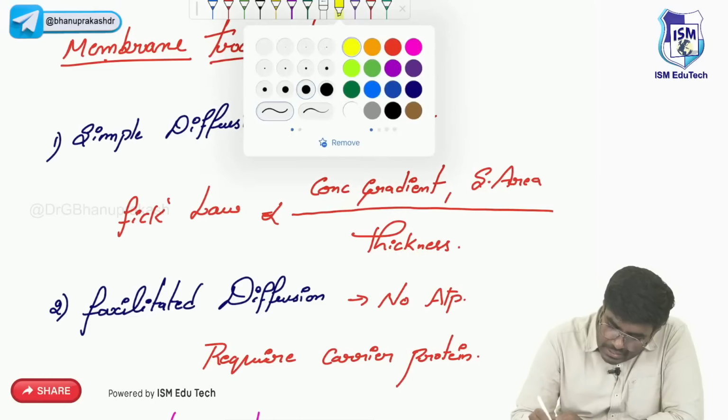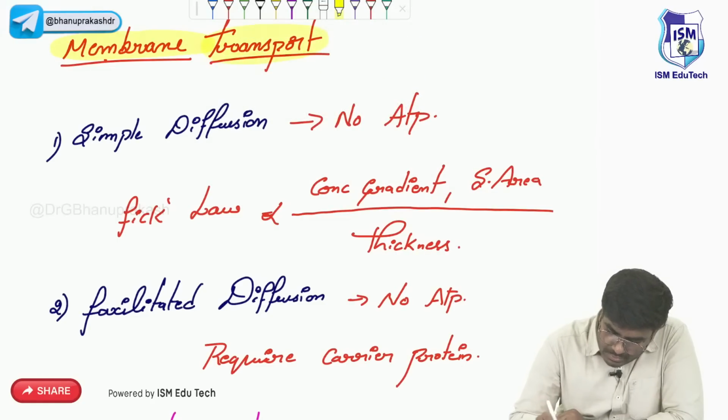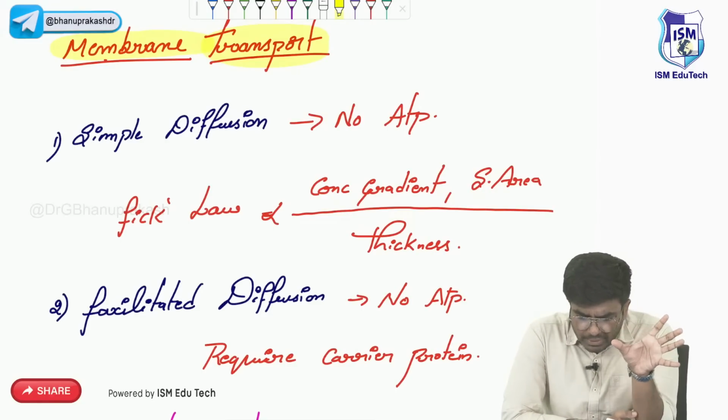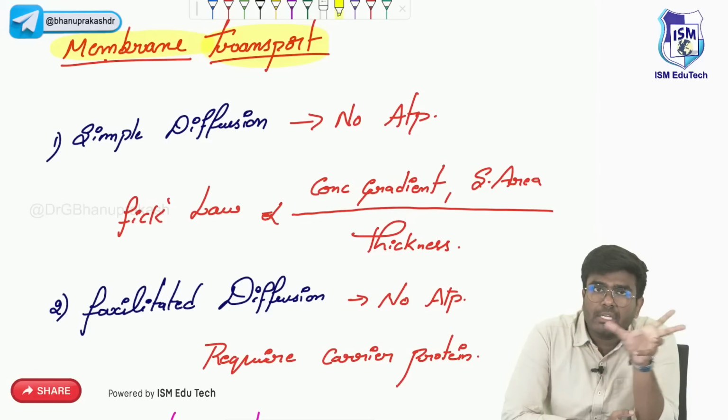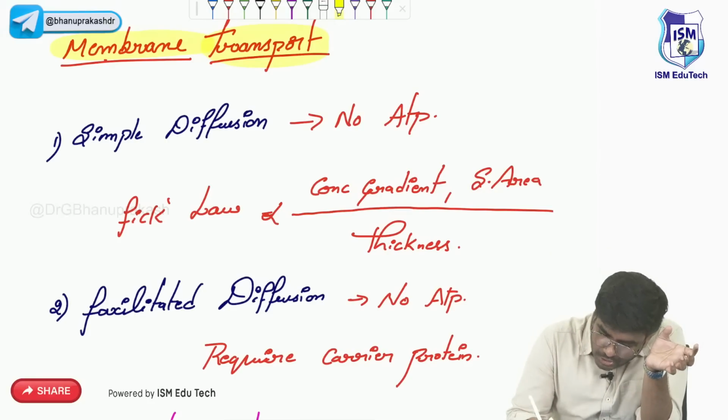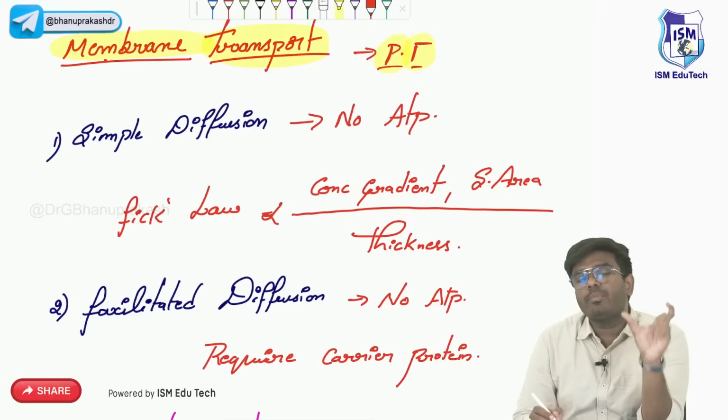Now, after this, in general, let's also discuss membrane transport. Membrane transport is mainly divided into two types: active transport and passive transport. Right now, I am first talking about passive transport. Now, what are the examples of passive transport?